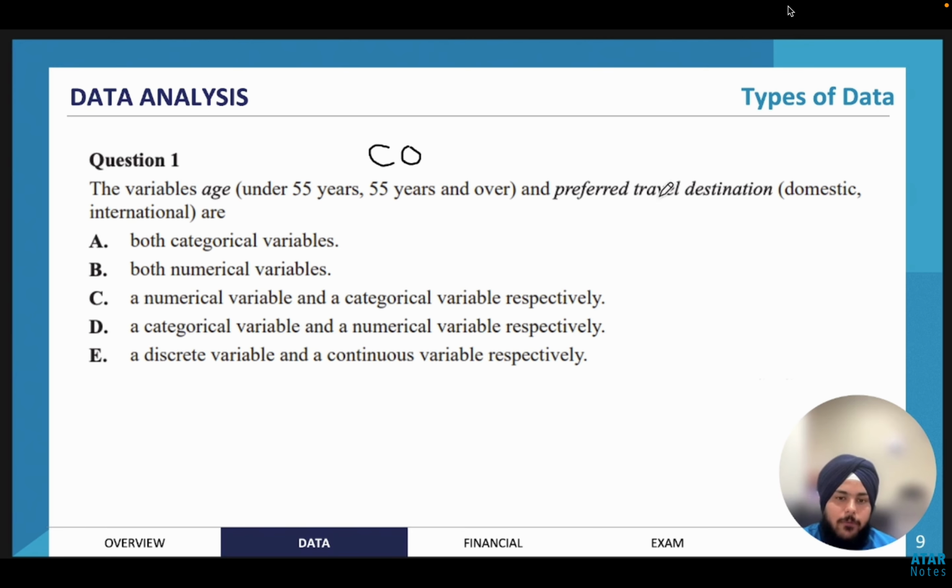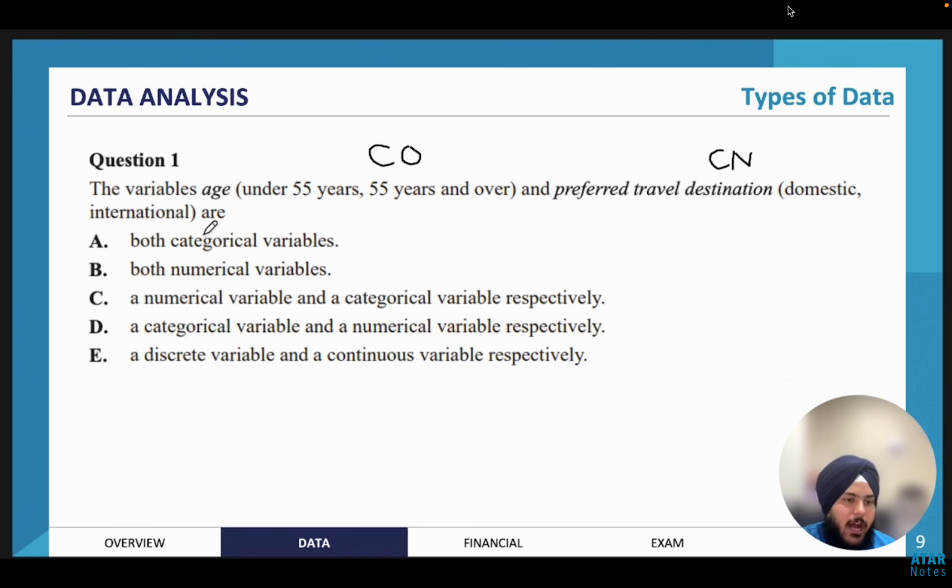Now, if we come to the preferred travel destination, there are obviously no quantities involved. So straight away, we can say that it's going to be a categorical variable. And if we look at the categories that we've been given, domestic and international, these two categories don't really have a natural order. So we can't really arrange them in an ordinal manner. So therefore, this would actually be nominal.